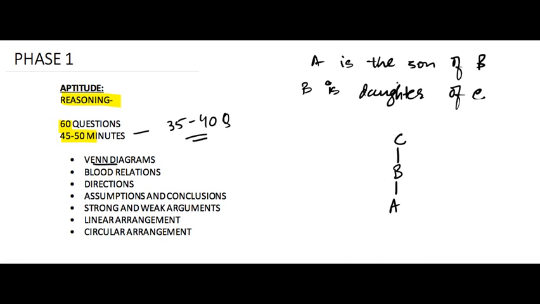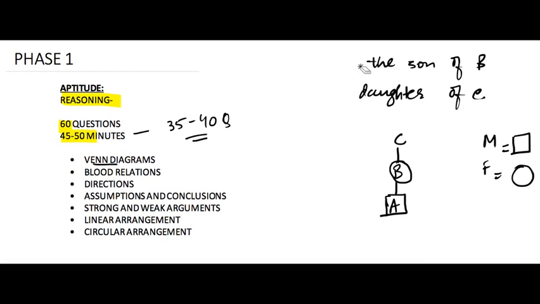What I will do now is define male and female separately. Let's define male as squares and female as circles. Because A is a son, so it's a male, so we put it in a box. Because B is a female, so we put it in a circle. This is how we make it easier to understand while we are doing the question. We'll be talking about all these areas in detail when we start with the program.